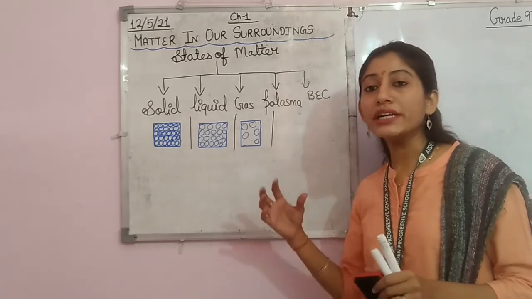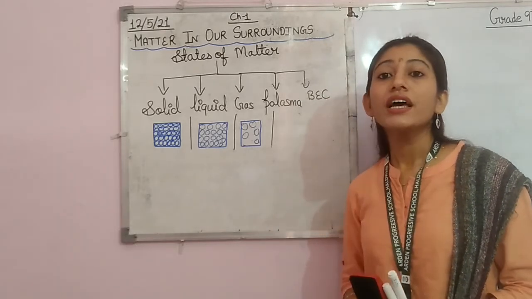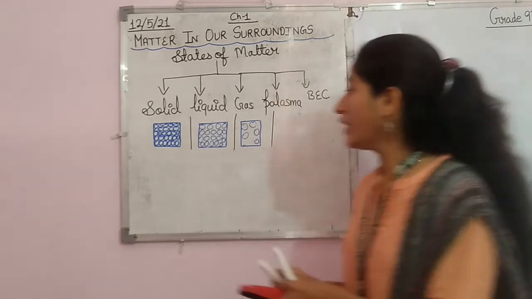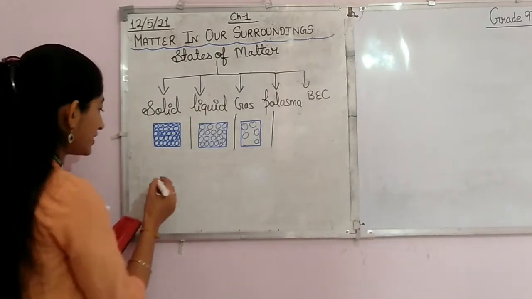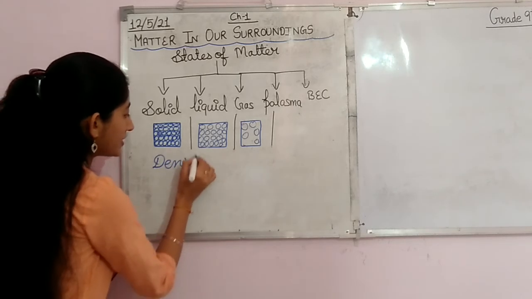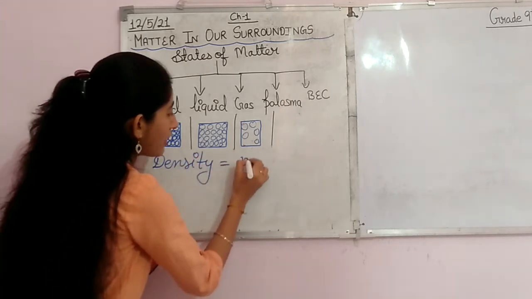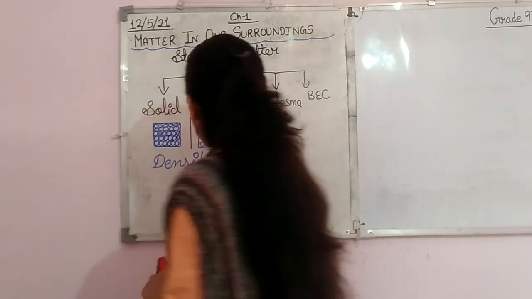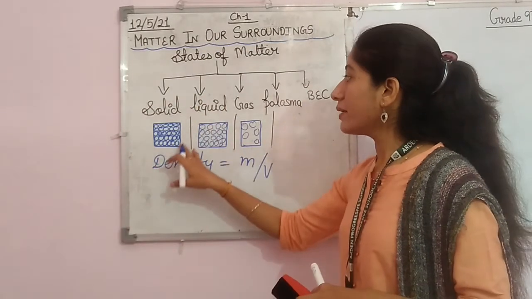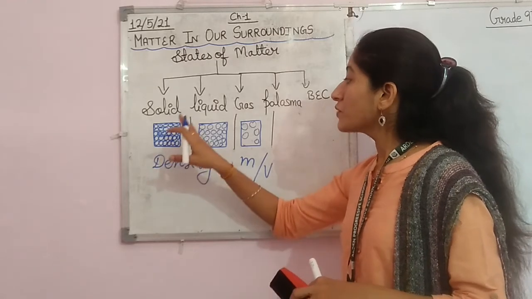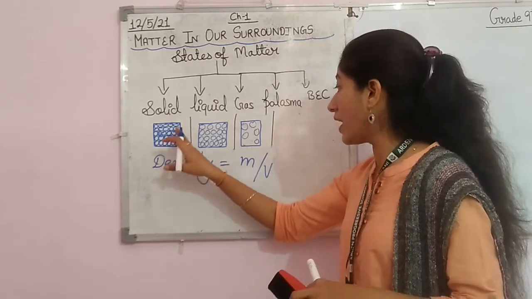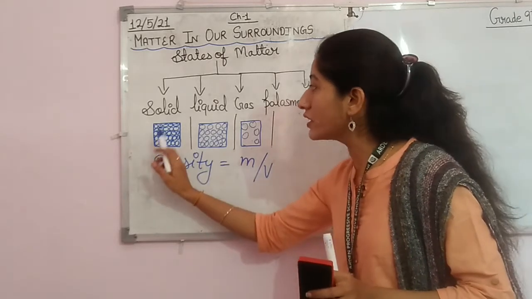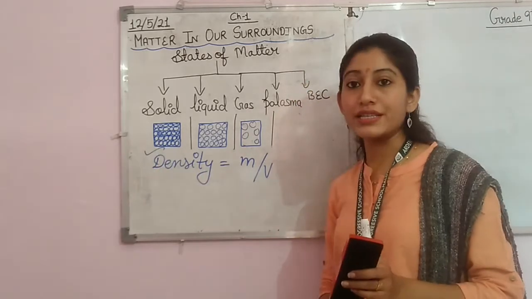Now, when we talk about density, which do you think is the most dense? When we talk about density, we know that density means mass per volume. So when we see solids, the volume as well as the mass both have almost equalization there. So we can say the most dense is solids.